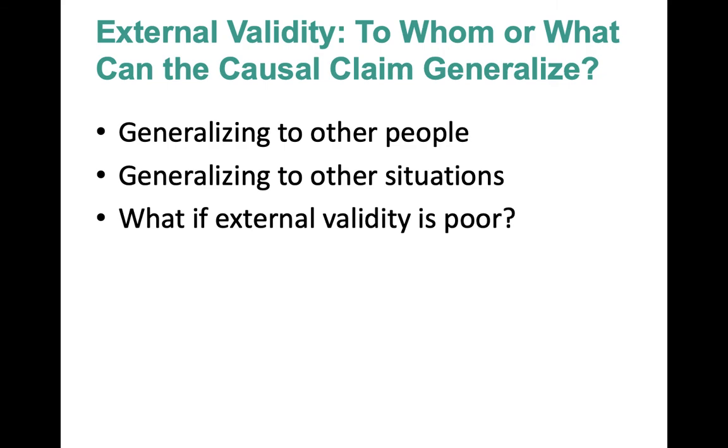All right, moving on to external validity. This is really about to whom or what the causal claim can generalize. So generalizing to other people, here are the questions we want to ask. How were the participants selected for the experiment? We've talked about sampling in a previous lecture, particularly the idea of using probability techniques like random sampling.